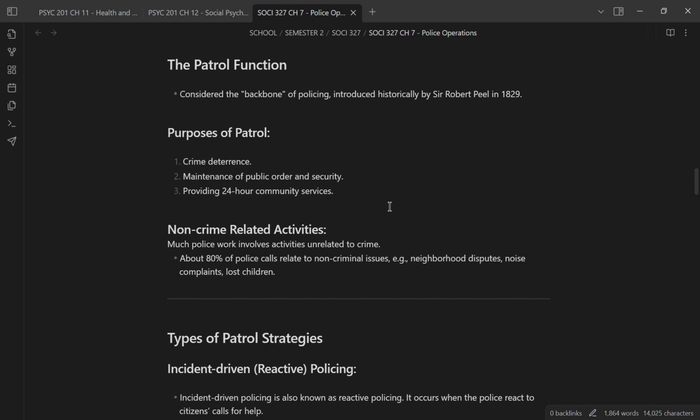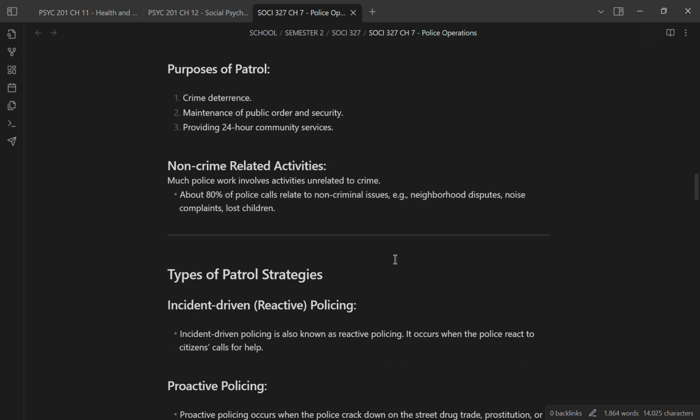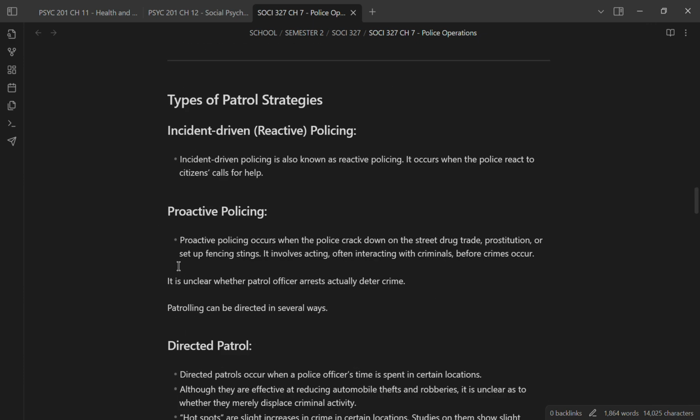even within patrols. So, for example, again, you see 80% of police activity relates to non-criminal issues, right? Neighborhood disputes, noise complaints, non-criminal things, and this is all due to patrolling. So we have different types of patrols here. We have incident-driven or reactive policing, which is where police react to citizens' calls for help, right? It's directly responding to them calling.